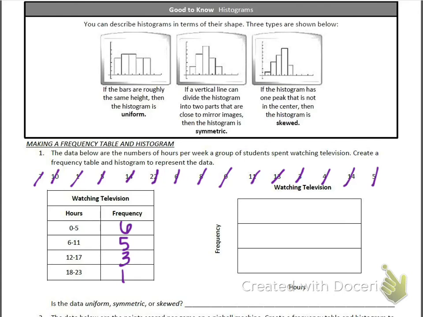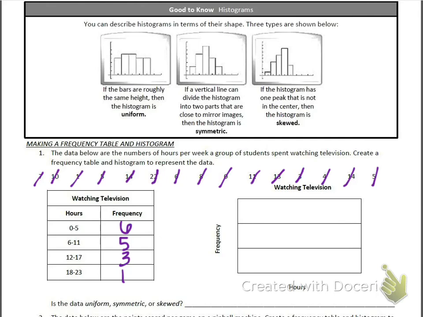Okay, so we're going to create a histogram based off of this information. A couple of things that I want you guys to be aware of. First, I labeled my histogram, watching television. So anytime, especially in this unit, we're going to be making a lot of charts, a lot of tables, a lot of graphic representations of data. You must label it. Okay, so you cannot assume that I know what these numbers mean. So if you did not have this at all, and you just put the bars, if I was looking at this, I would not know what the heck those bars represented. Okay? So we have to label it watching television.